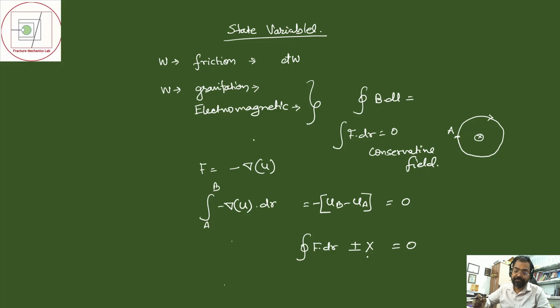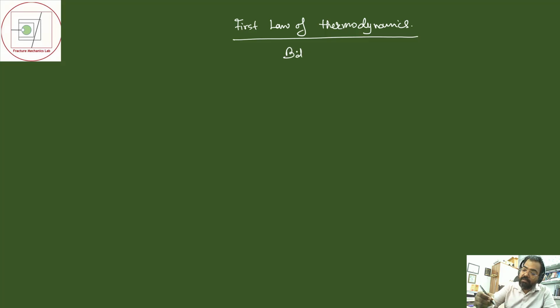So with this concept of state variables, now I believe you have some understanding of state variables, we can come to what is known as the first law of thermodynamics. So the first law of thermodynamics is simply the balance sheet of the expenditure which we do. So whatever comes in goes out kind of thing. So it's a balance sheet, debit and credit.